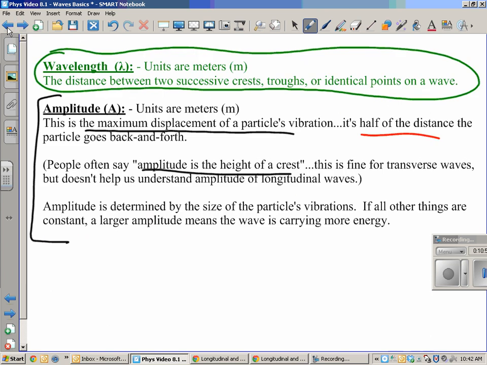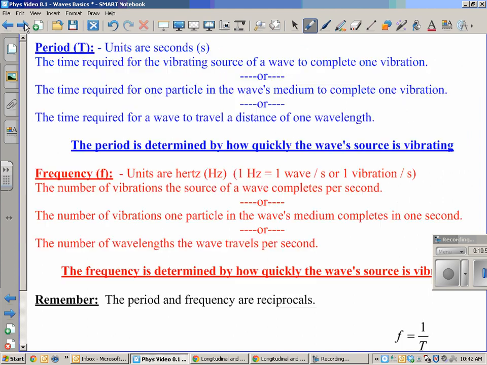Yes, I was done with that slide. All right, cool. All right, the next thing we need to understand is period and frequency. I'm going to give you a few different definitions here. Take a second and write them down.